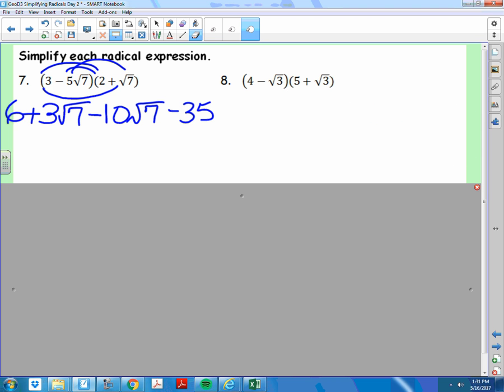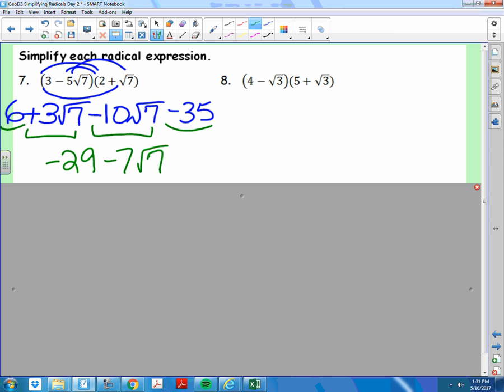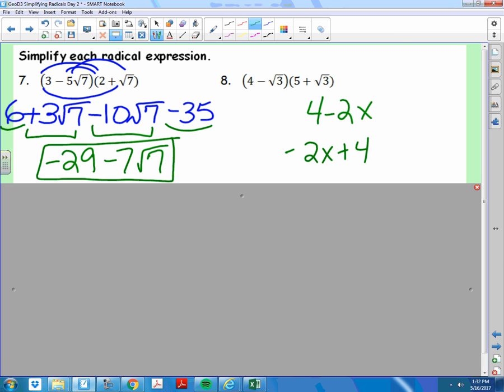Now, we're not simplified because we have like terms. So we start with the first one. We have 6 minus 35, which is negative 29. And we have positive 3 root 7 minus 10 root 7, which is minus 7 root 7, and that is your final answer. Just like in mathematics, 4 minus 2x is the same as what? Negative 2x plus 4. I do not care about the order.